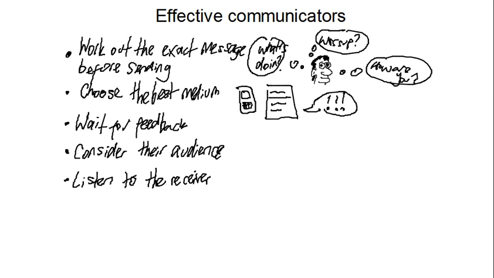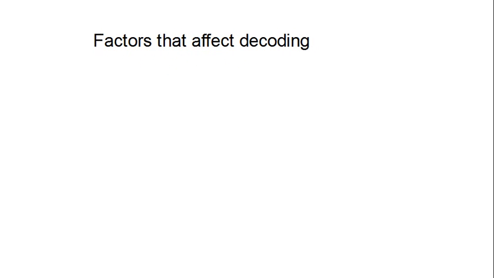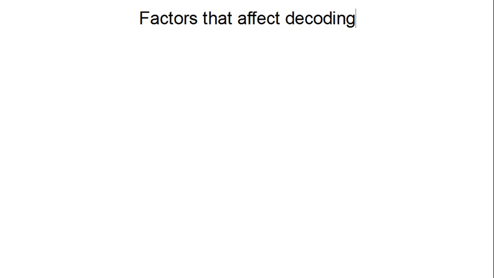Now moving on, there are different things that will affect decoding, which is how the message is actually understood by the person that's receiving it. So these are factors that affect decoding. Remember, decoding is taking a message in its encoded form, maybe something that the person said or a message that the person's written you, and trying to understand what the person meant by that message.